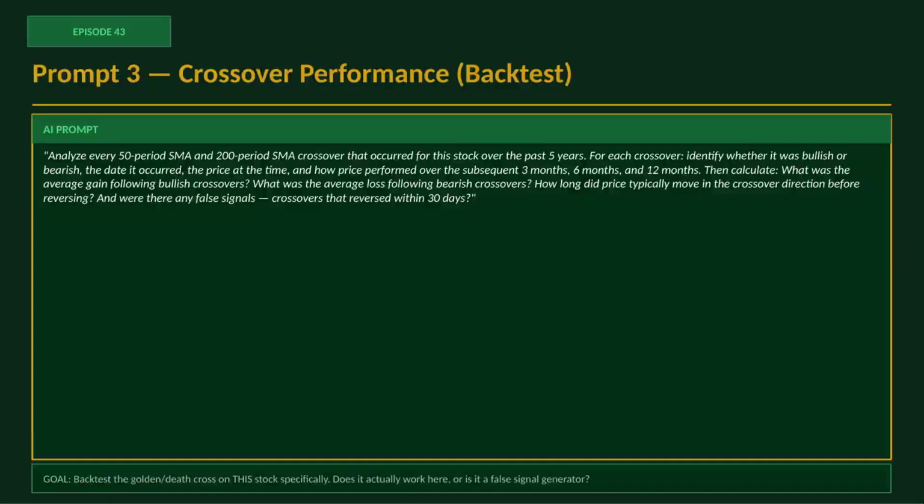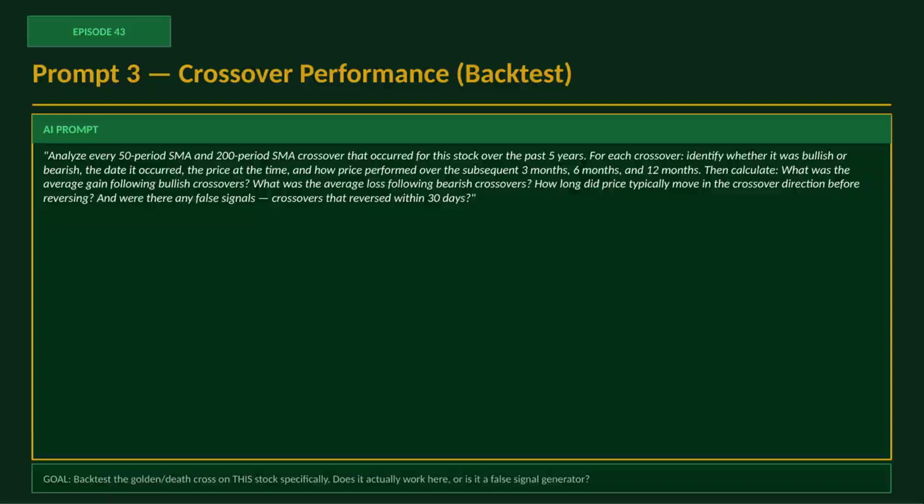Prompt 3 examines crossovers, not as mechanical signals, but as historical performance tests on this specific stock. Most traders apply crossover rules universally. The evidence says that crossovers work well on some stocks in some market environments and are nearly useless on others. The only way to know which category your stock falls into is to test it.